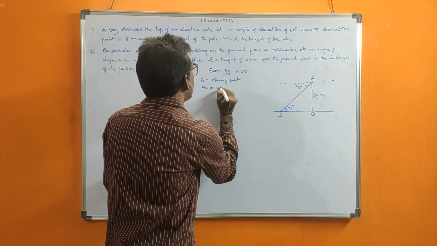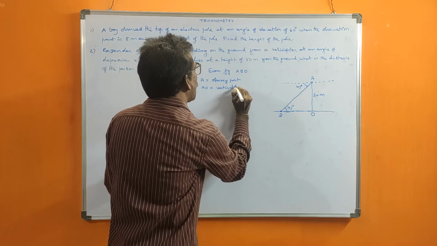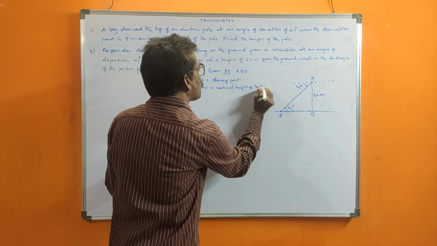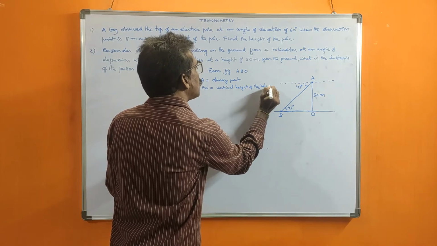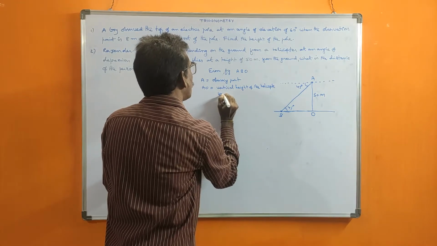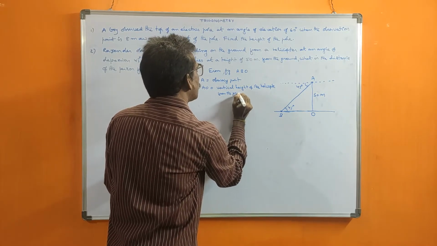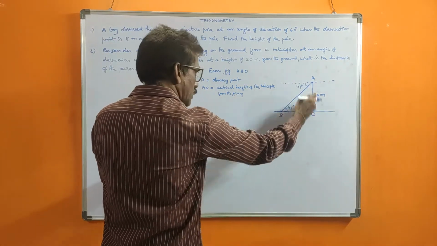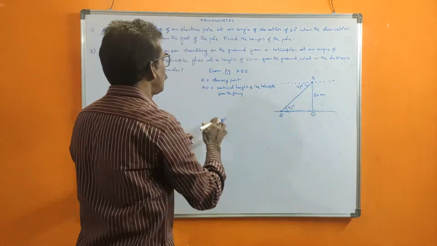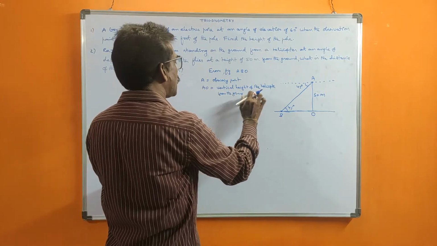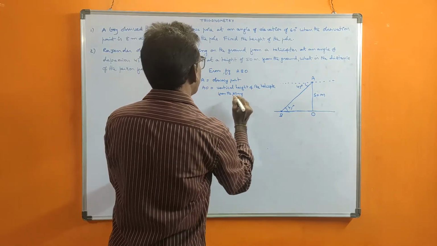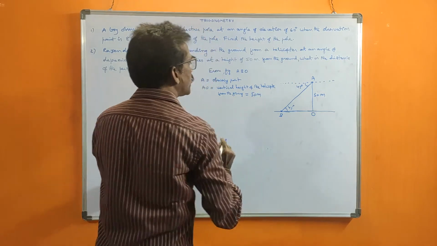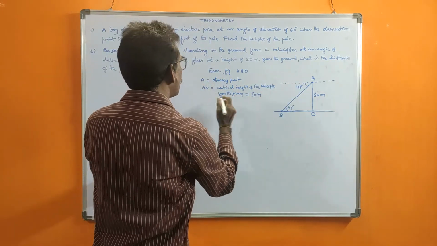AO is equal to vertical height of the helicopter from the ground. Vertical height we wrote, that's why AO. Vertical means at that point, straight to the ground. So AO, the vertical height of the helicopter from the ground, is equal to what is given? 50 meters. A is the observing point we wrote.